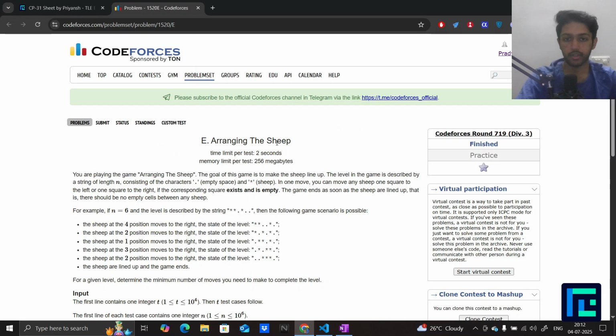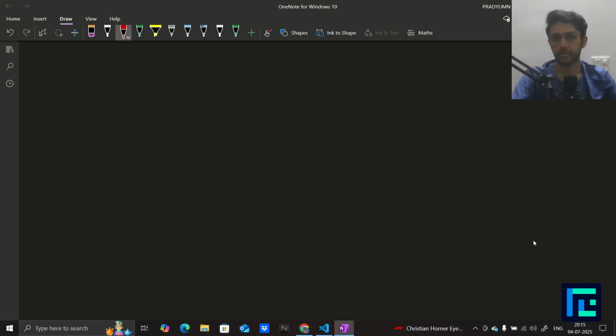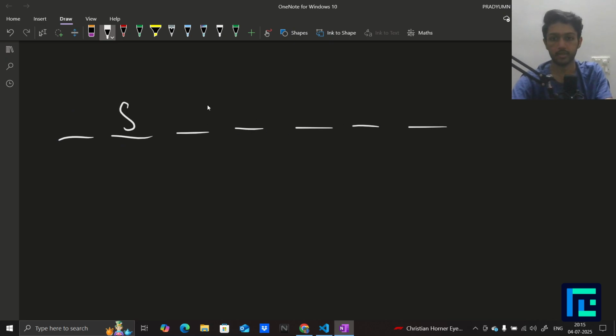Alright, so I'm assuming now that you have tried the problem by yourself. So first of all, what we can do in this problem is observe some things. Let's say we have a test case right here, like this kind of, let's say we have 7 blanks and we have 3 sheep like this. We have these sheep and we want to find the answer, right? Since finally we want these 3 sheep to be together, right?